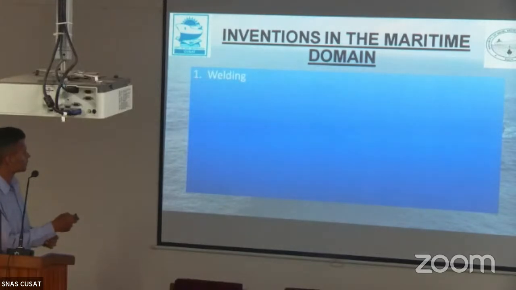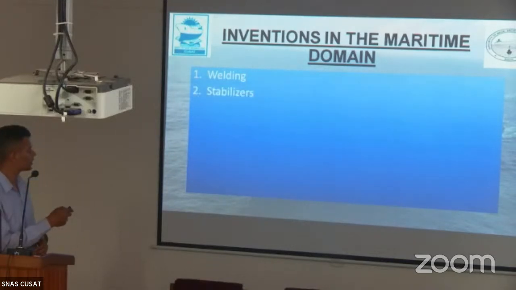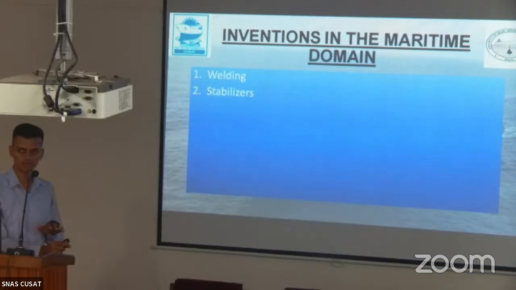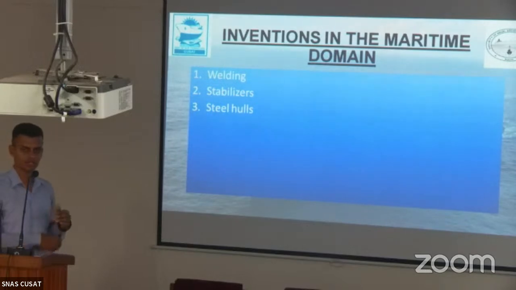So again, earlier we used to have riveting as the most common joining technique, but during the war, they all shifted to welding. And stabilizers, obviously we need stabilizers so that we can control the motions of our ship, so that we can use our weapon systems efficiently for targeting and other purposes. Steel hulls became very prominent in the late 18th and 19th centuries. The warships were made out of wood, but since the technology advanced, we developed steel hulls.